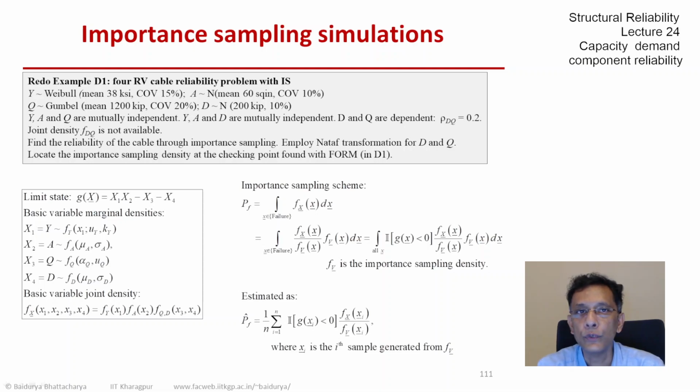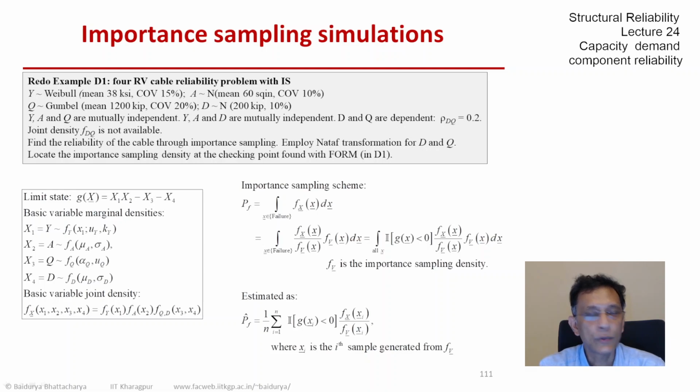And that's what we do repeatedly, as I described in that flowchart: the PF estimate is the average of the importance sampling multiplied by the ratio of the two densities. Okay, so we now need a scheme for generating these four random variables from their importance sampling density.